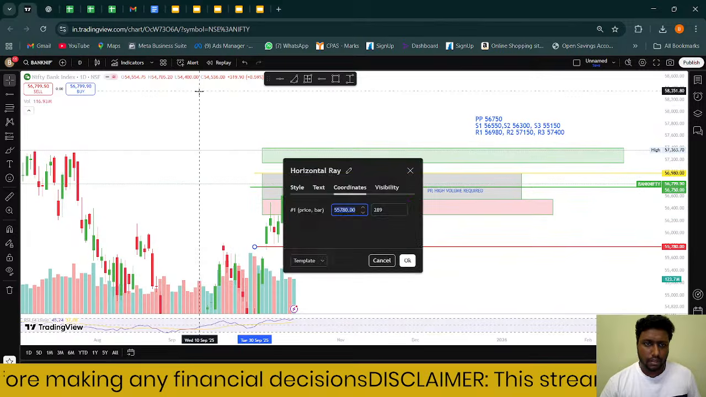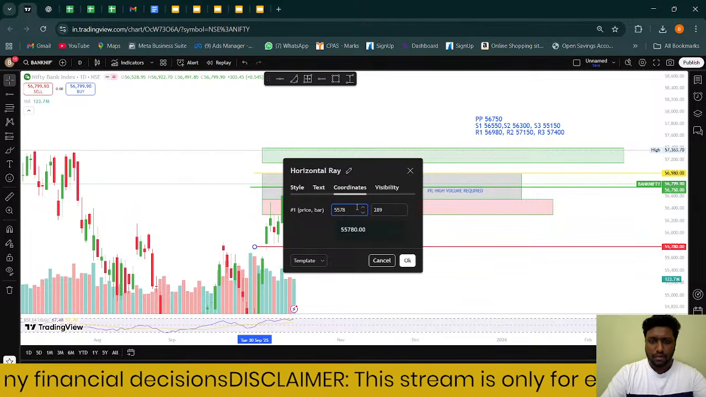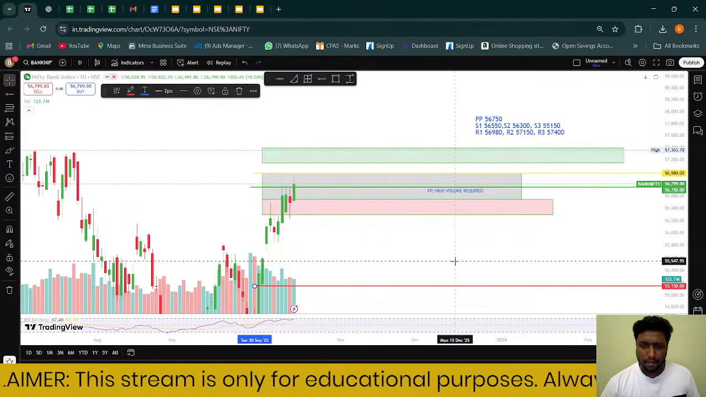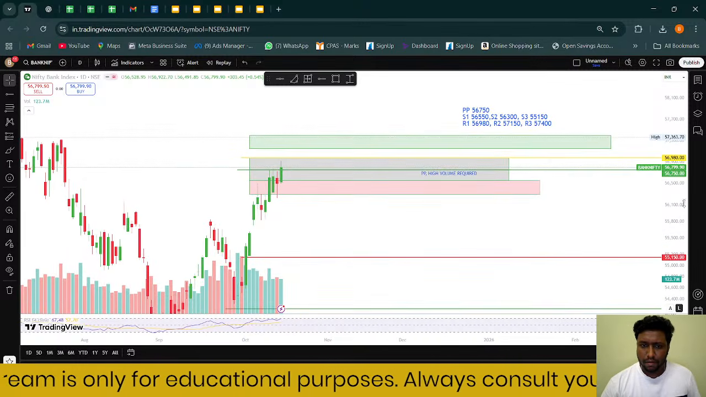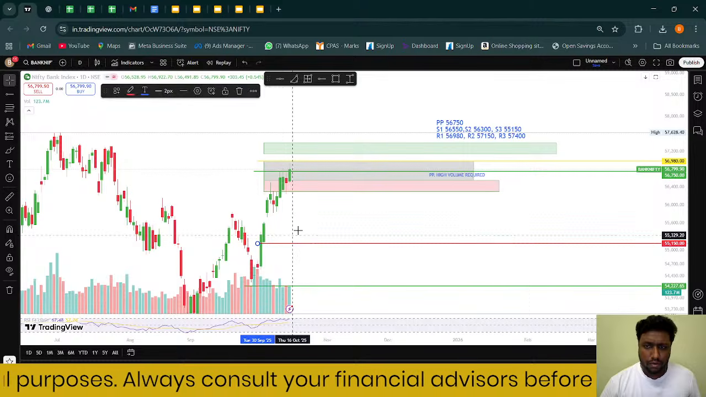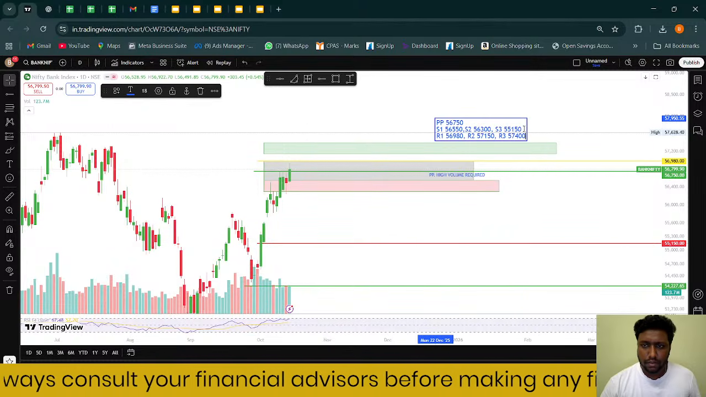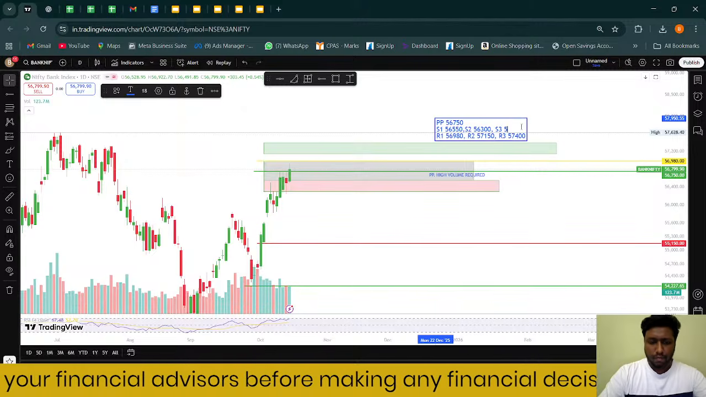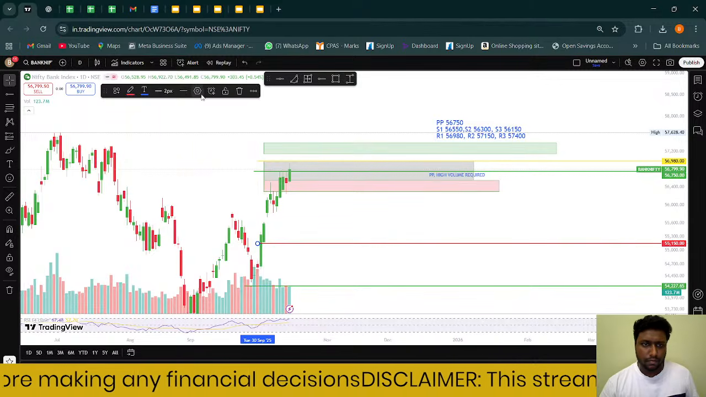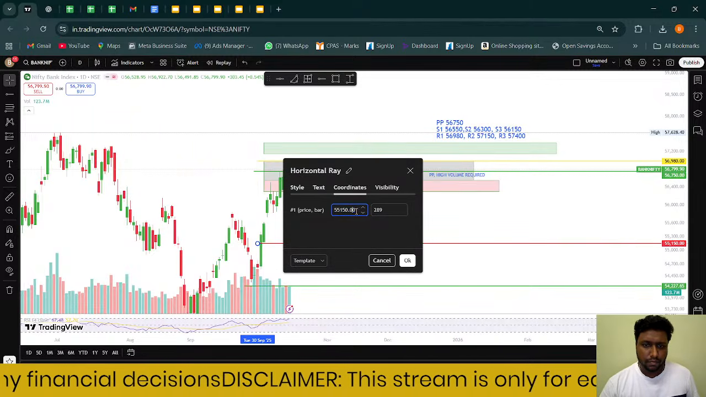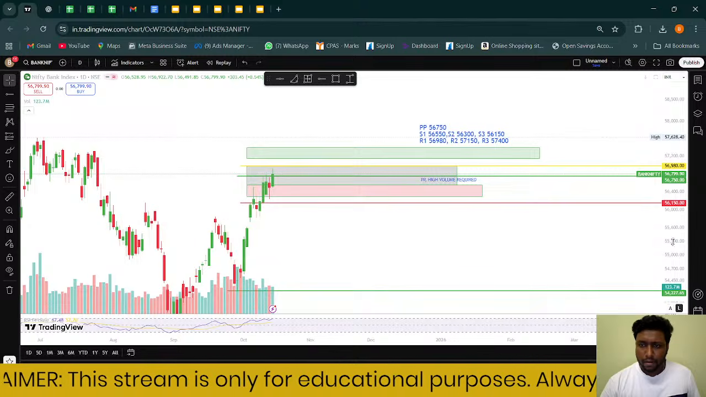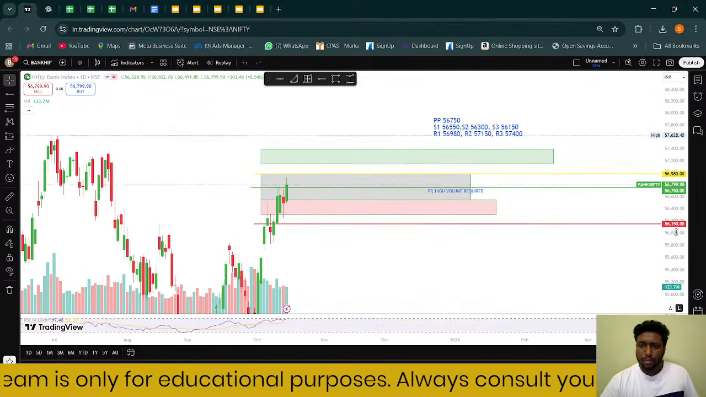So let's mark S3 as well. S3 is at 56,150. It's not 55,150, actually it is 56,150. So these are the zones and support pivot point levels for Bank Nifty.